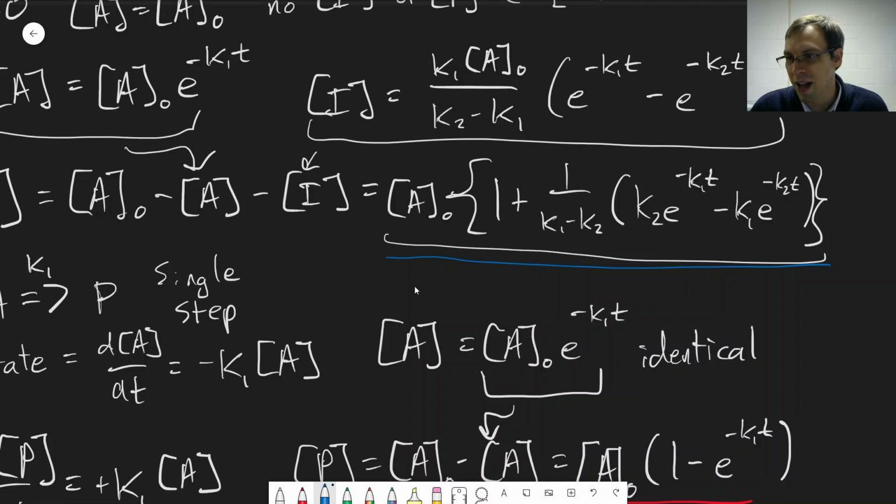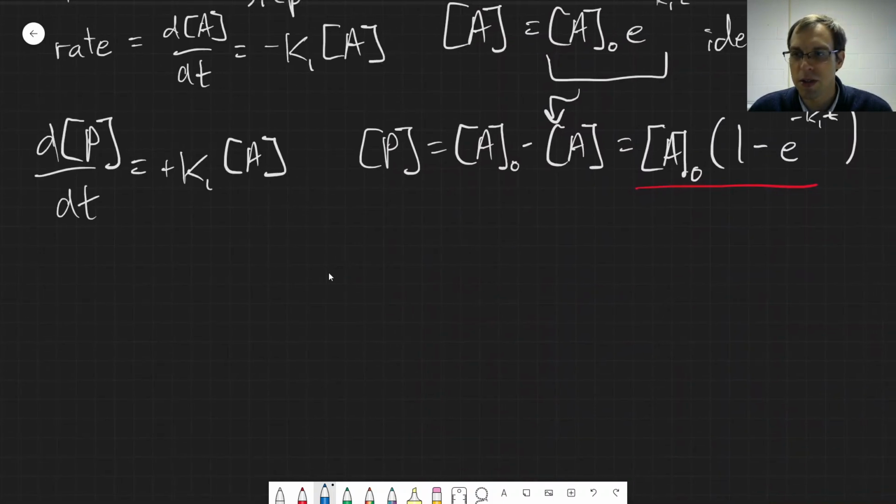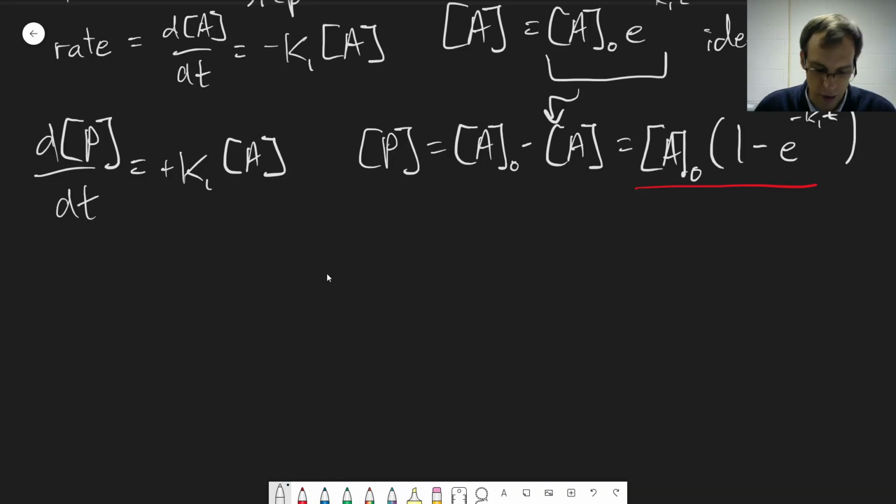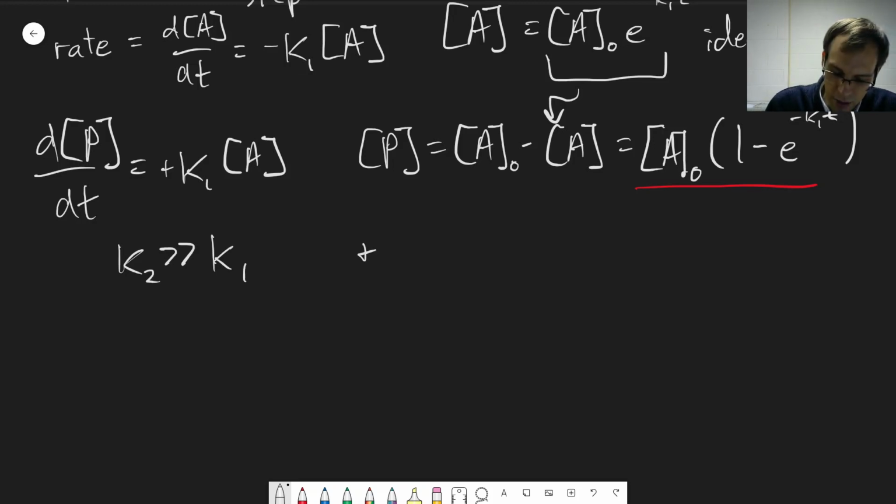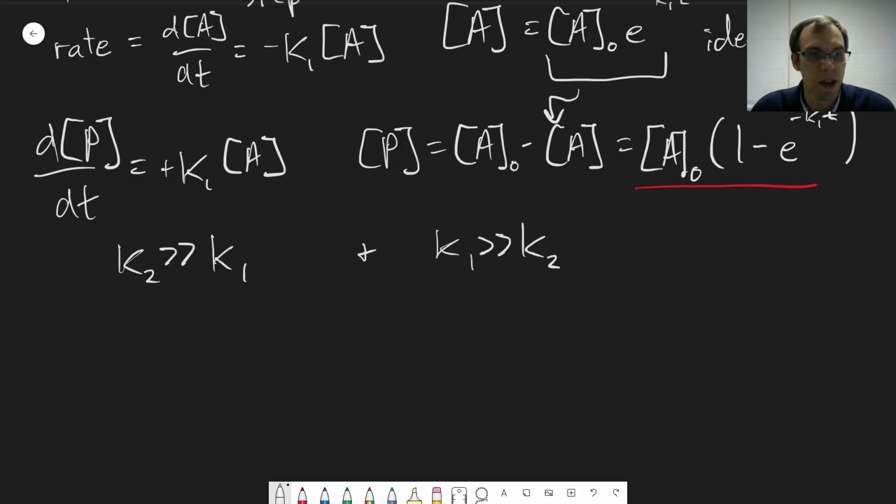But the question is, could we actually tell this apart if we were measuring? There are sort of two cases that we can consider. There's more than just these two cases, but these are sort of the extremes. So we can imagine, what if the second step of our two-step mechanism is much faster than the first step? And we can consider the other way around. What if K1 is much bigger than K2? What if the first step is the fast step? How does P behave under these conditions?